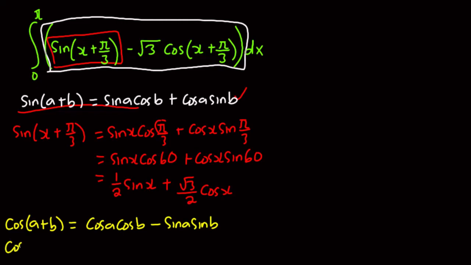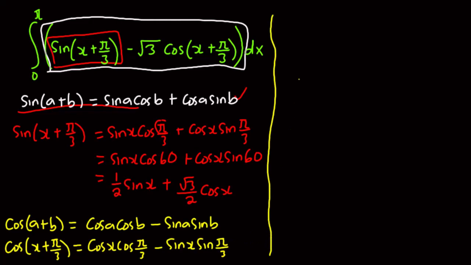So cos(x + pi/3) is simply equal to cos x multiplied by cos pi/3, minus sin x multiplied by sin pi/3.